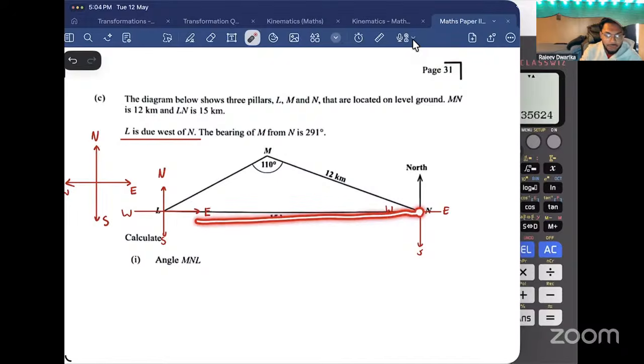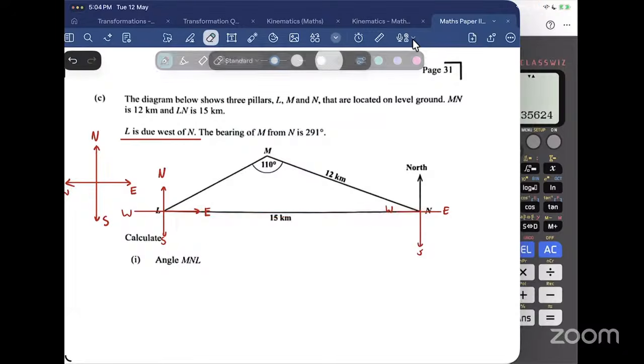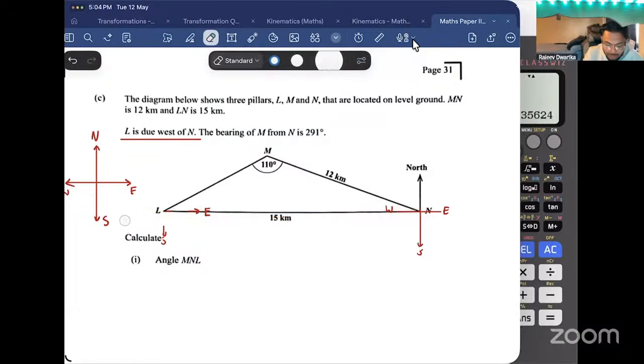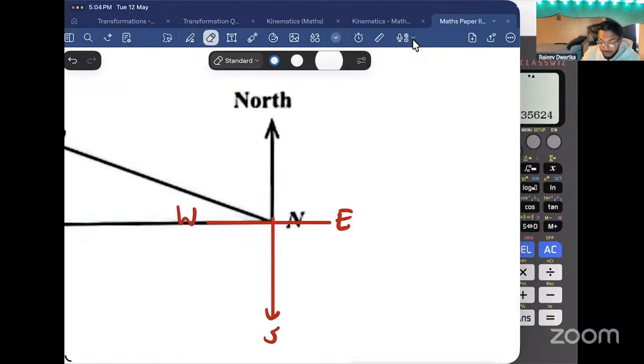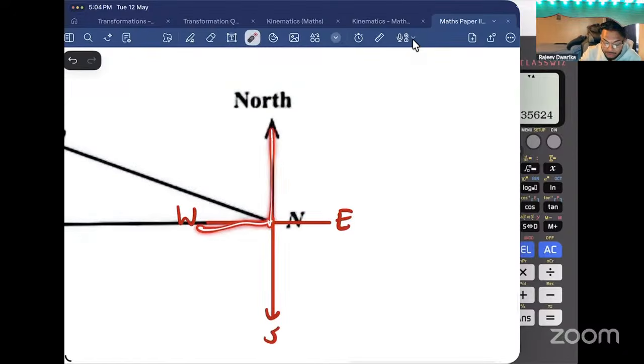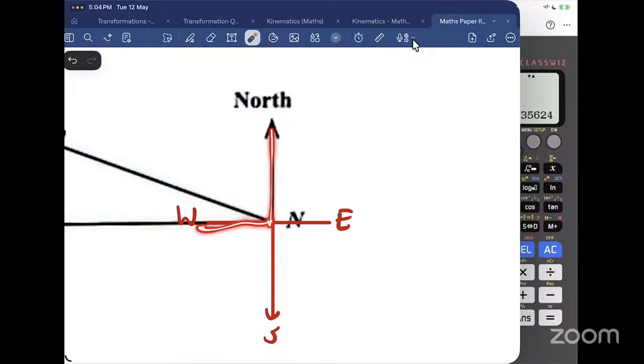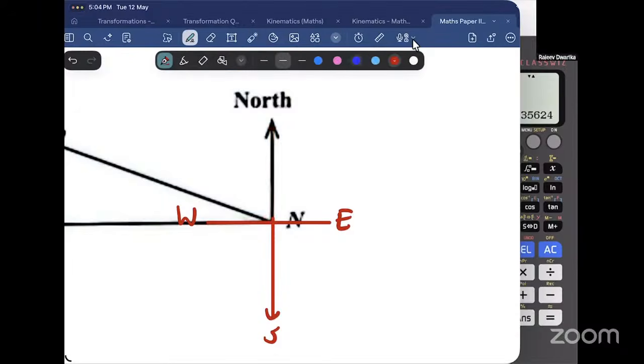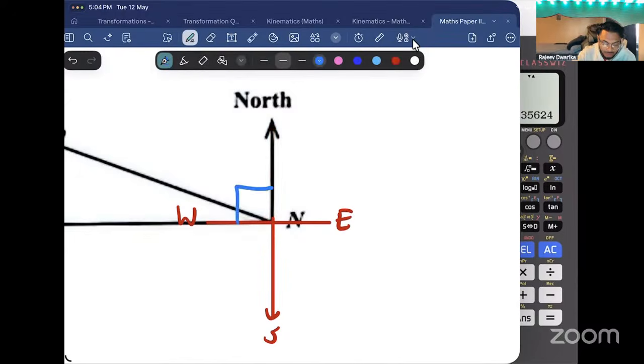If you go in the western direction, where are you going up? L. Yeah. You're probably wondering, sir, why is that important? Well, what is the angle between north and west? 90 degrees. I'll show you how to use that somewhere in the question.